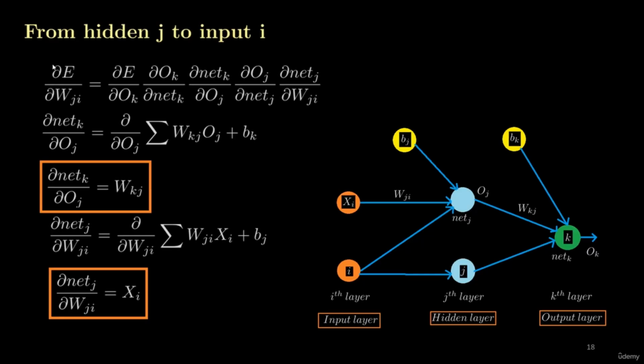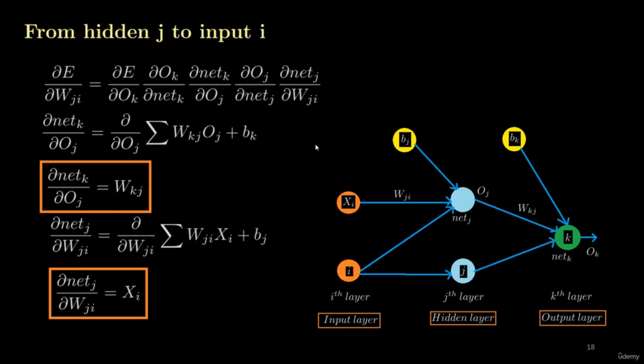So basically here we have to reduce the error by updating the weight WJI, which is present between the ith layer and the jth layer, that is between the input and the hidden layer. Okay, let's start from the error and reach WJI. So here we have an error. So we will move from error to OK. This is our first step. You can see that DE by DOK. Then from OK to net K. So DOK by D net K.